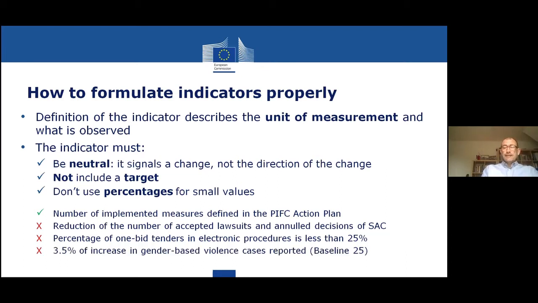And finally, there we have a 3.5% increase in gender-based violence cases reported with a baseline of 25. So a 3.5% increase in 25 is, I'm not very good at maths, but it's not a lot. So you'd probably talk about an actual increase in the number of cases reported. Yeah. So there we've got some examples of what constitutes a good indicator definition and what doesn't constitute a good indicator definition.